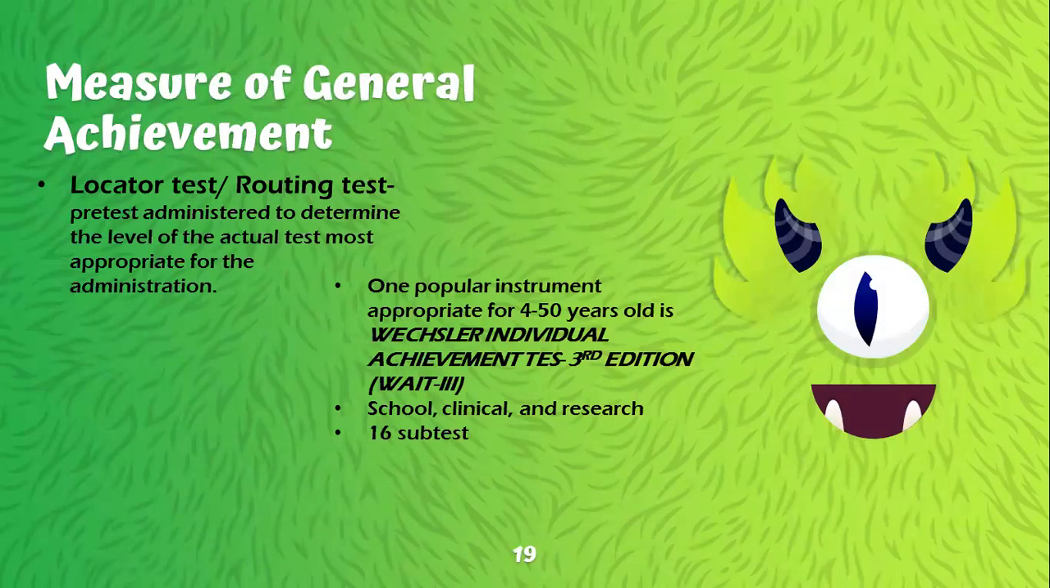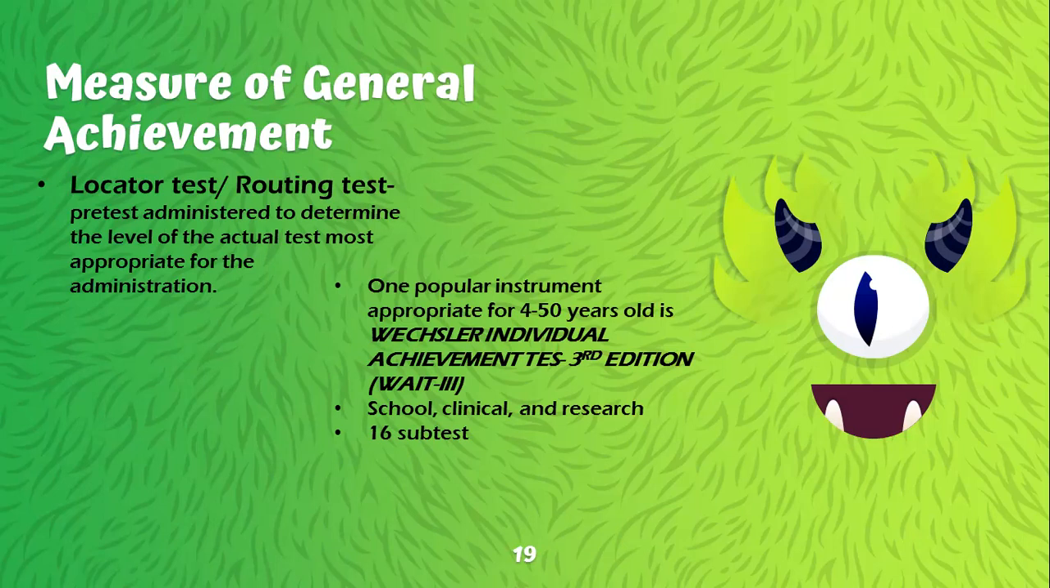So another example sa achievement test, or another technique para mag-measure sa achievement test, is the measure of general achievement test. So daghan nga batteries ang nag-contain og locator test, or which we call the routing test. So pre-test administered to determine the level of the actual tests most appropriate for the administration.